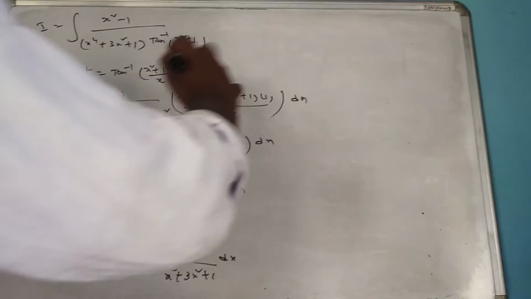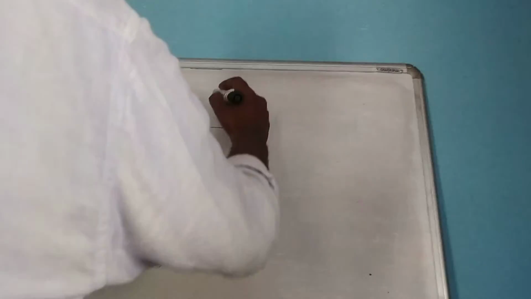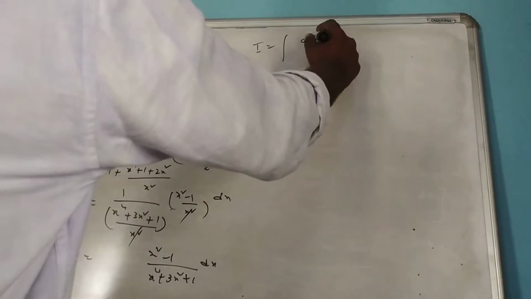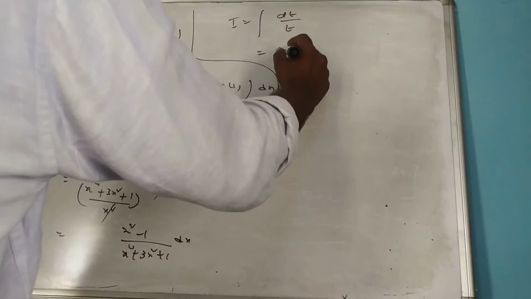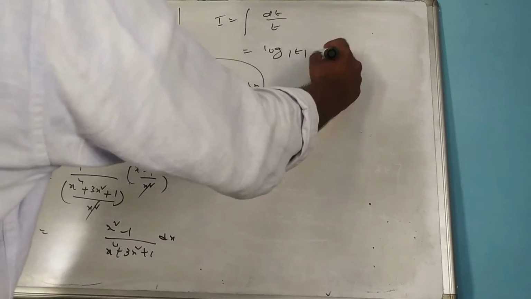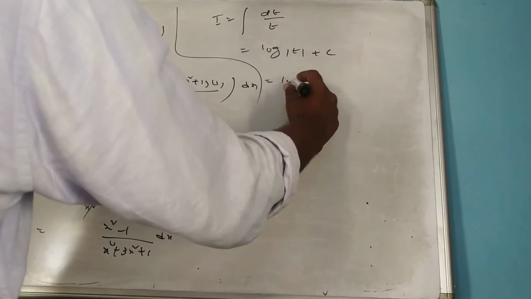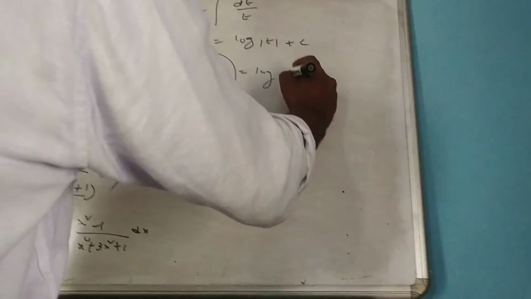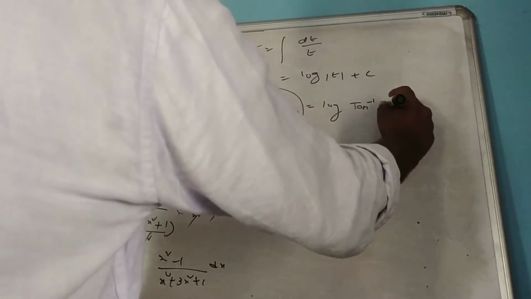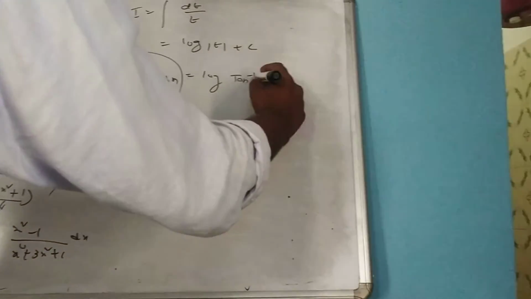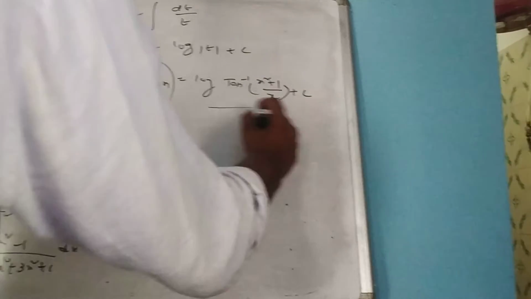Substitute here in this. Now this becomes I is equal to integral dt by t. This is log mod t plus c. What is t? Tan inverse of (x square plus 1) by x, plus c. That is the answer.